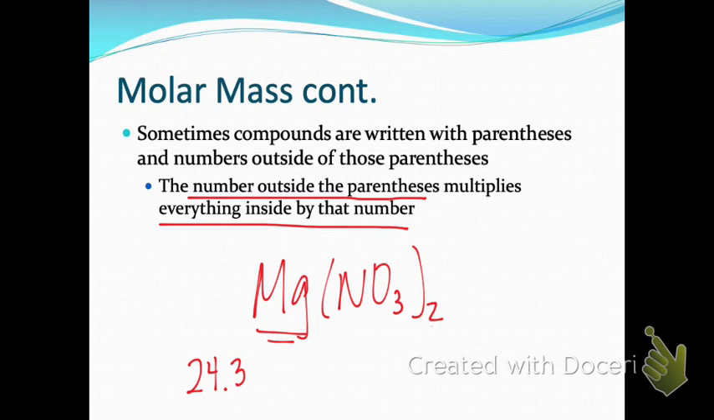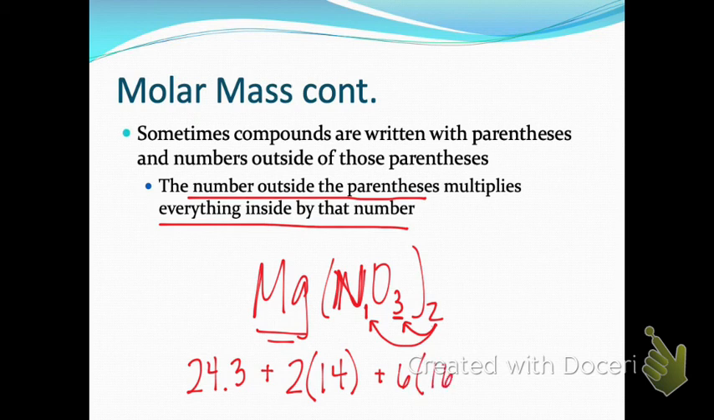Okay, so 24.3 plus how many nitrogen atoms do I have? How many nitrogen atoms? Right? There's 1 right here. If there's not a subscript written, we assume it's a 1. And then 1 times 2 is 2. So we've got 2 of them, and they each weigh what? 14. Okay, and then how many oxygen atoms do we have? 6. There's 3 per molecule, and we need 2 molecules of that. So 6 times 16. And then I do the math.